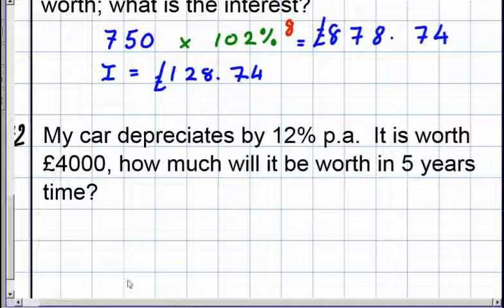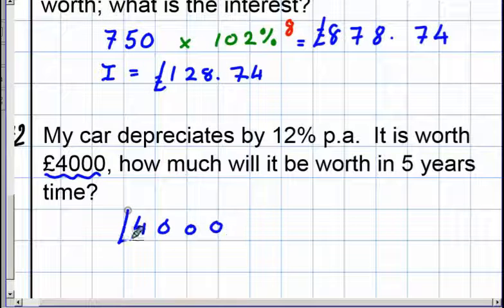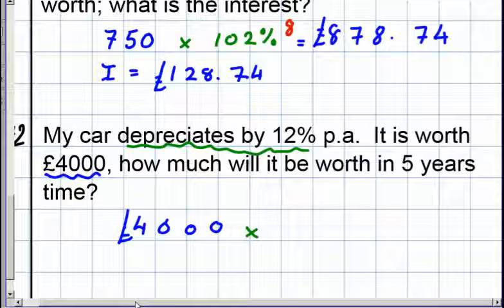Okay, so the actual information's in a slightly different order here. There's the principle, the figure I'm dealing with, so I'll write that down first. It depreciates, which means that we're talking about percentage decrease. Now, what do you multiply something by to decrease it by 12%? 100% take away 12. Oh, sorry, 88. Right, you used a calculator then, did you? And then I put it to the power 5.